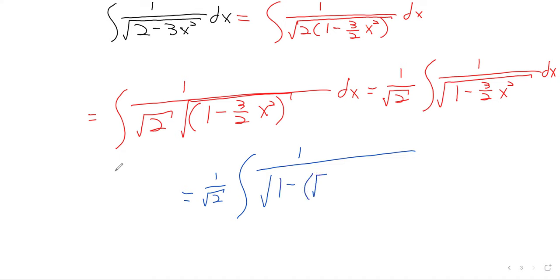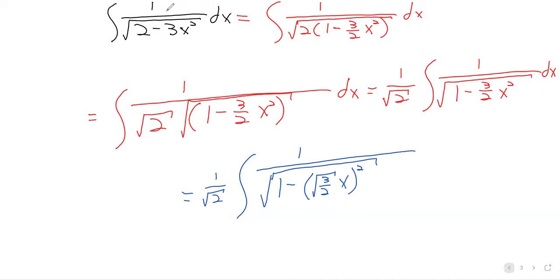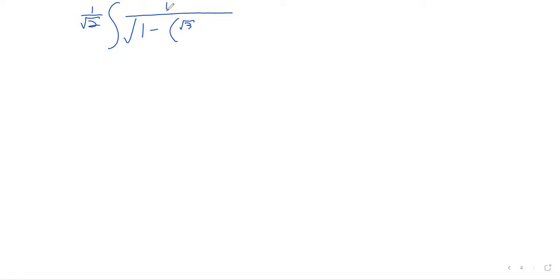And again, the trick is that every positive number can be written as a square. Every positive number is its square root squared. So we do that, and then we do u substitution. Let me move to a new frame. Square root of 3 over 2 x, squared. And then we're doing what we've done before.